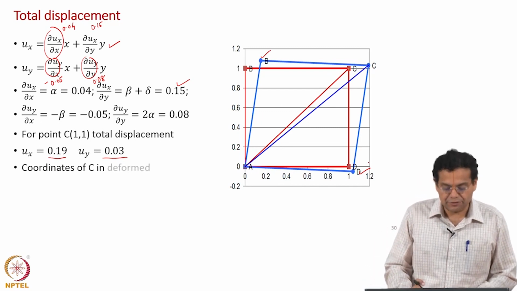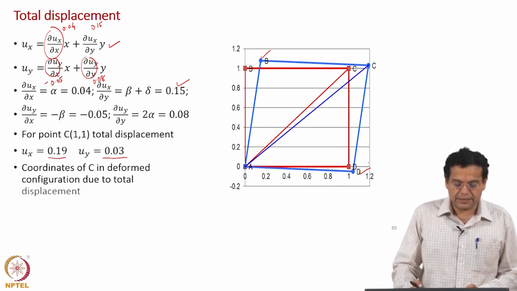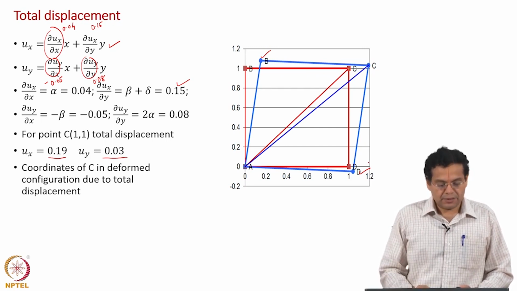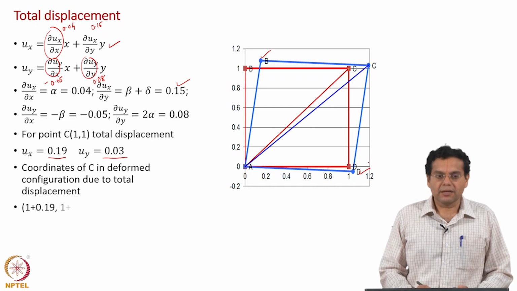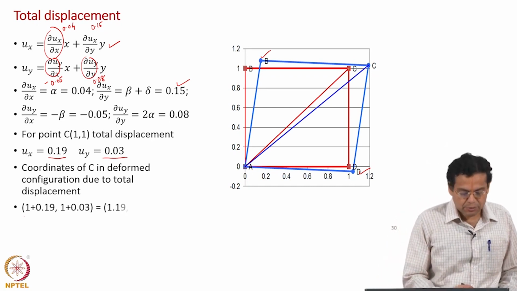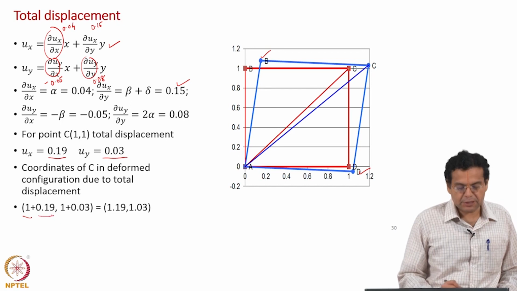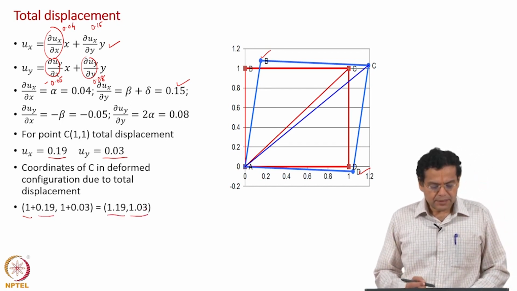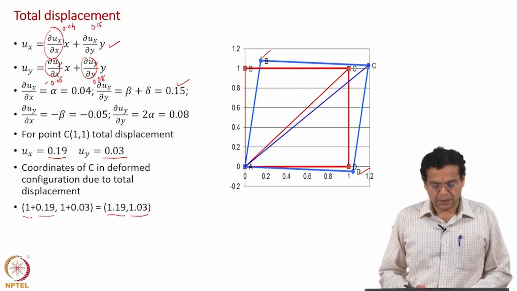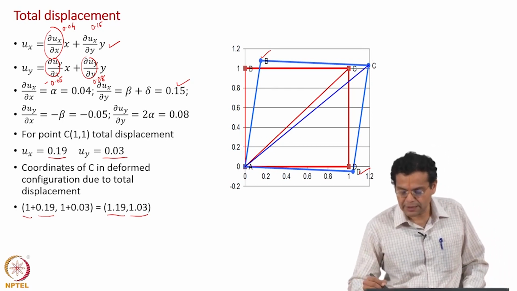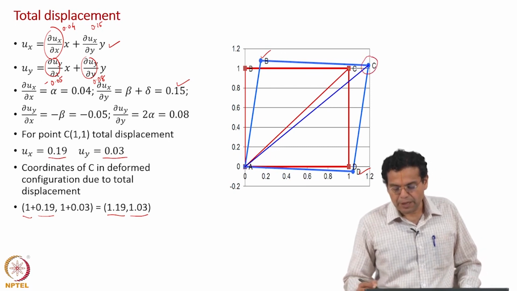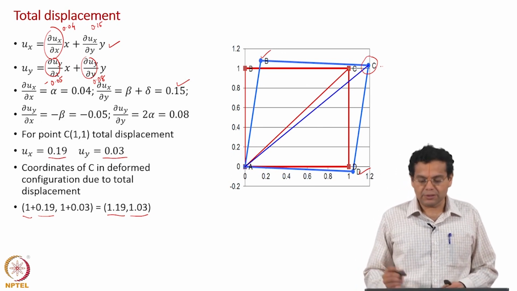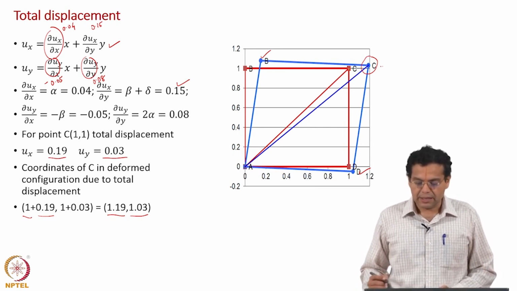Okay, so, coordinates of C in the deformed configuration due to displacement. You know the displacement, so just add it to the original coordinate. The original coordinate is 1 and the displacement is 0.19, so 1.19, and similarly in the y direction 1 plus 0.03 is 1.03, and that is what is shown here. It is 1.19, almost 1.2, and this 1.03 is slightly above 1. Okay. So, those are the coordinates. Similarly, you can calculate for A, B, C, D.